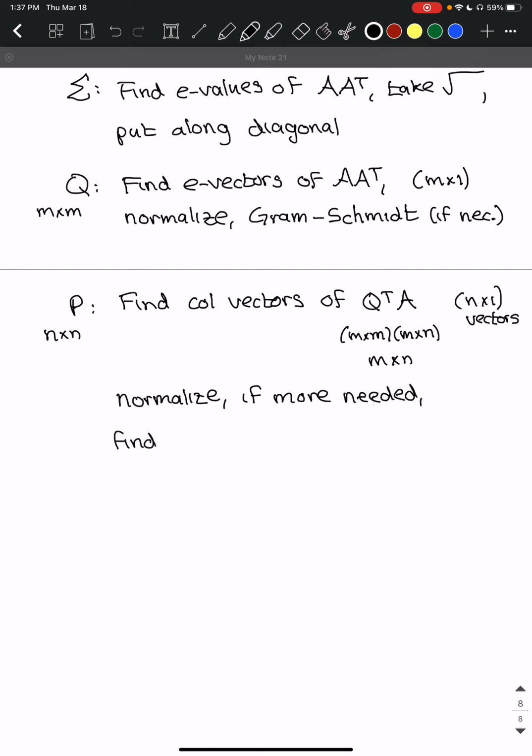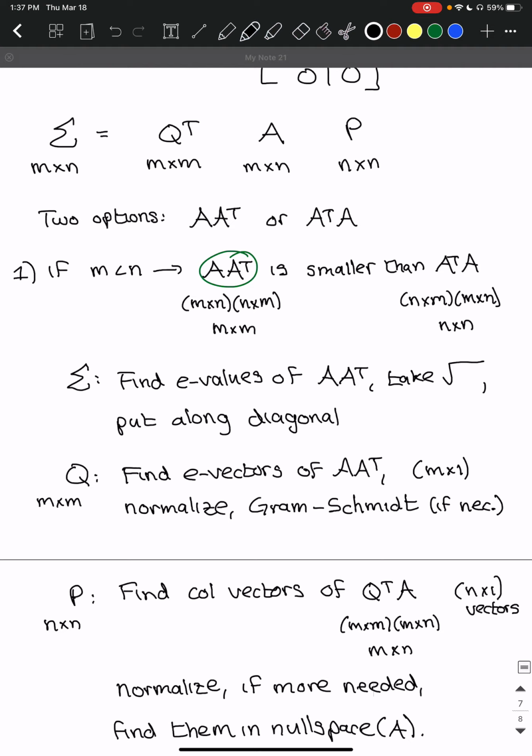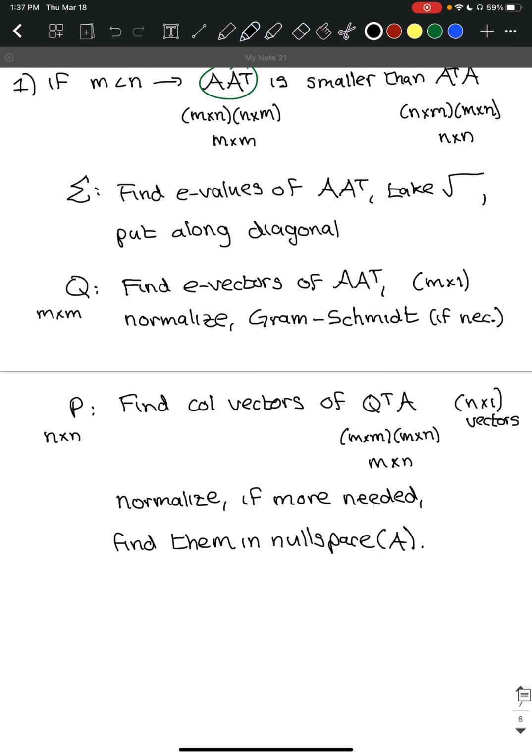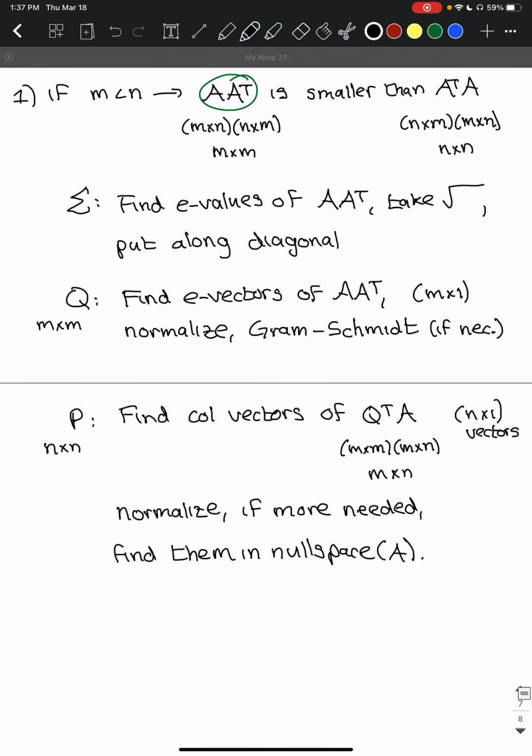So this one was fairly well documented in the notes, but it gets a bit confusing when you start working with the different matrix. In particular, if we decide to work with A transpose A instead, the process gets flipped a bit, okay? So I hope this was clear on how you find sigma, Q, and P.